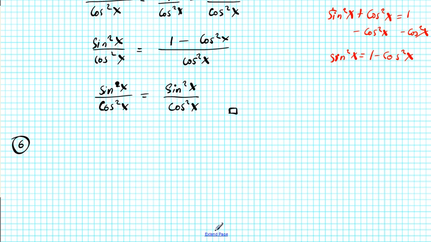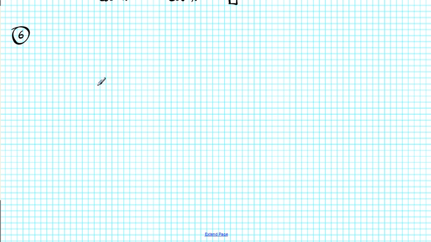So for example 6, we want to prove that cosine square x plus tan square x cosine square x equals 1. Okay. So we're not even going to bother with the right side because this is as nice as it gets. So leave that alone. Let's focus our energy here.